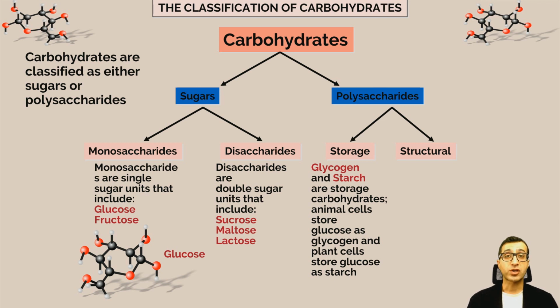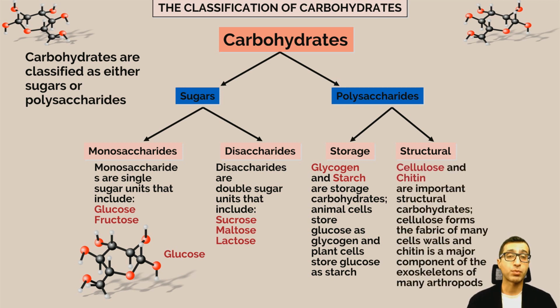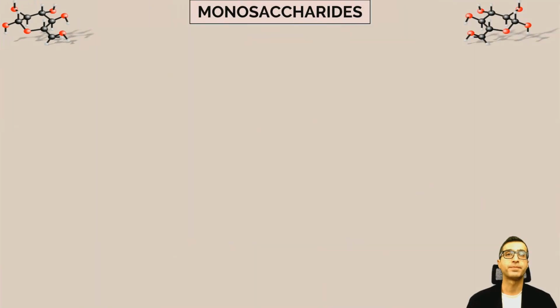Now, in terms of structural polysaccharides, a couple of the examples that we mentioned in the previous lesson are cellulose and chitin. These are both important structural polysaccharides, cellulose forming the fabric of plant cell walls, but also chitin is a component of the exoskeleton of many arthropods as well as the cell walls of fungi.